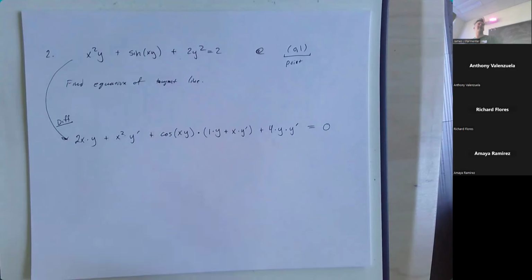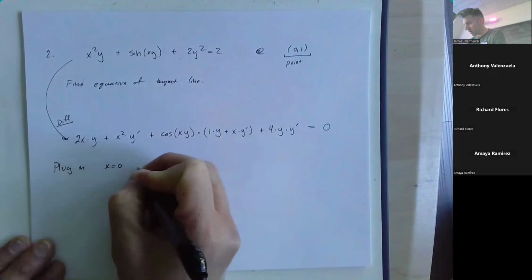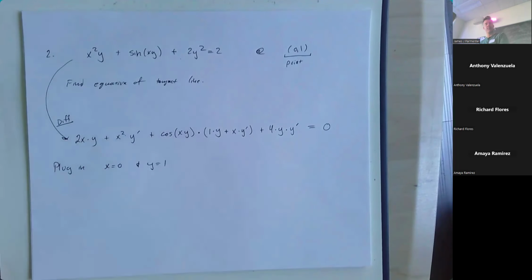Well, they didn't actually say those words. They said find the equation of the tangent line, which meant find the slope of the tangent line, which meant find the derivative at this one particular point. When that's the case, you just get to plug in that point immediately after differentiating both sides. That is the next step. So next step, plug in x equals 0 and y equals 1.